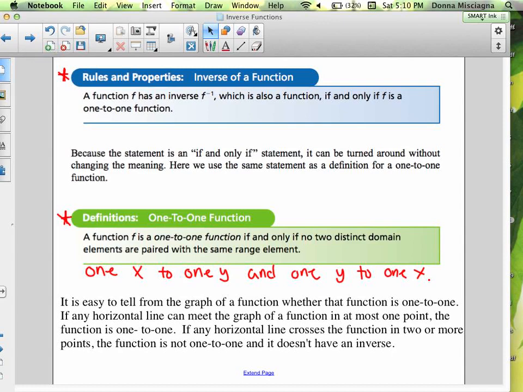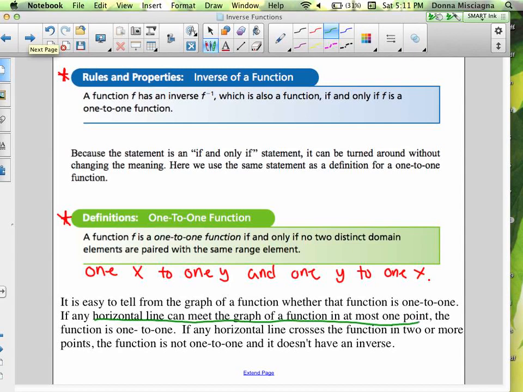All right, so put this part in your notes, the red writing in there, to help you remember what that means. It's easy to tell from the graph of a function whether that function is one-to-one. If any horizontal line can meet the graph of a function in at most one point, so if you draw a horizontal line and you never intersect the graph more than once, I'm going to underline this. Right, so horizontal, that is basically saying that a horizontal line intersects the graph only once.